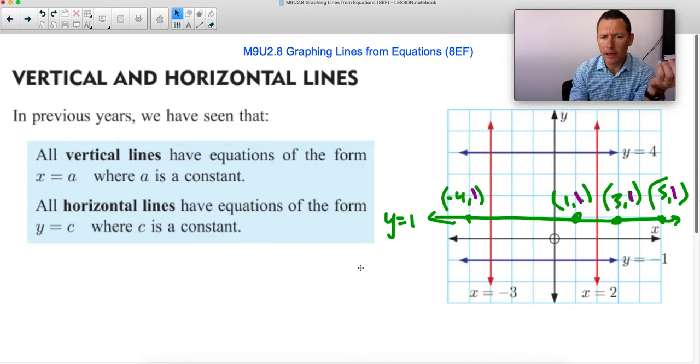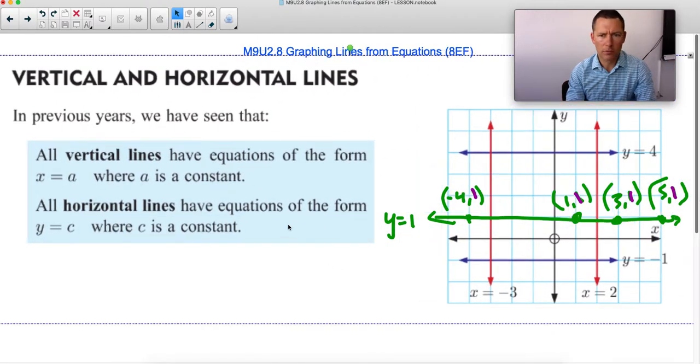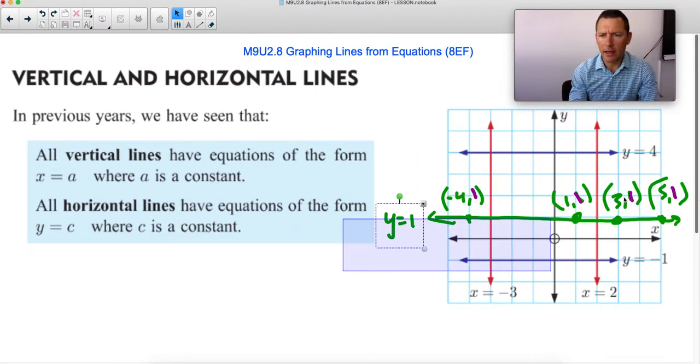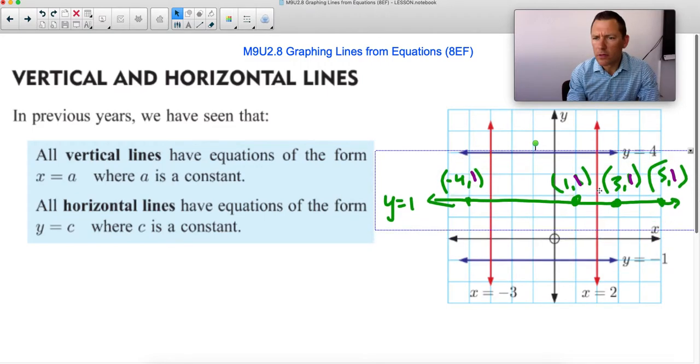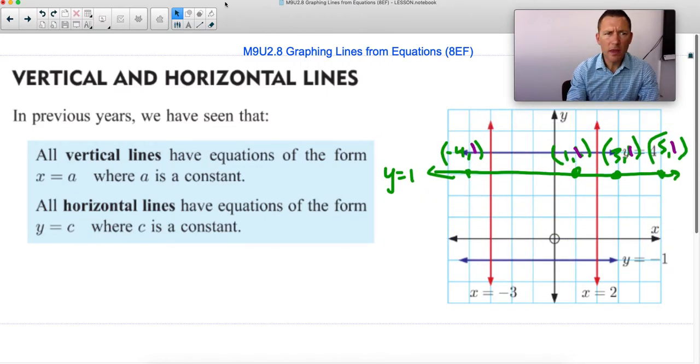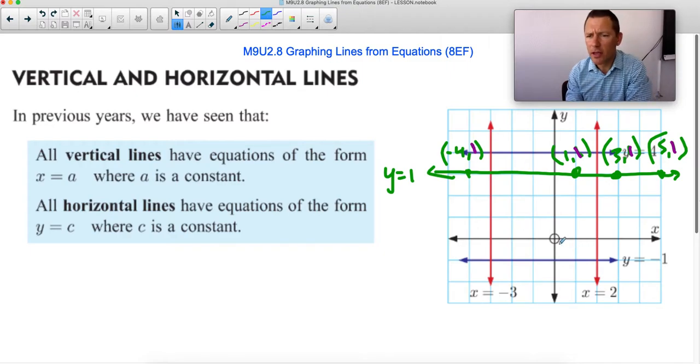And if your line was up here, it would be the exact same, except this would be up at 3. This would be (3, 3). This would be up at 3. And (5, 3) and (-4, 3). And this equation would be y equals 3, right? Because it's up here at 3.